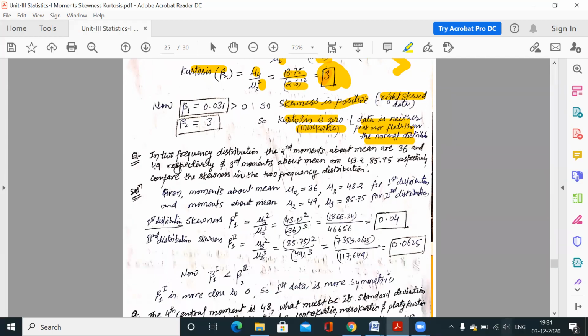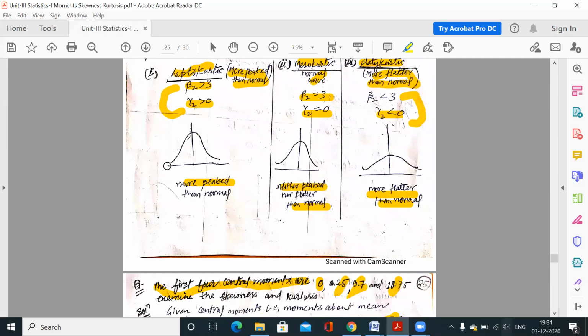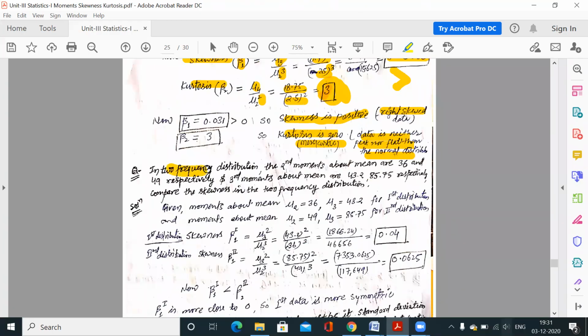Now, in the frequency distribution, the second moments about the mean. So we have two frequency distributions.